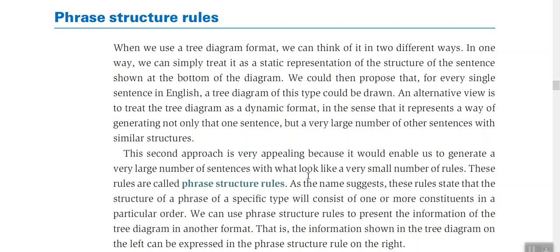Today we are going to talk about certain rules. In the previous lecture we talked about certain points concerning how to make a diagram, and also we talked about the symbols. Today we are going to talk about certain rules, for example, phrase structure rules, lexical rules, and movement rules.